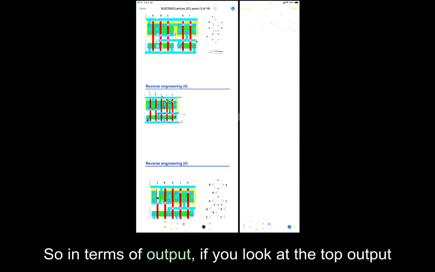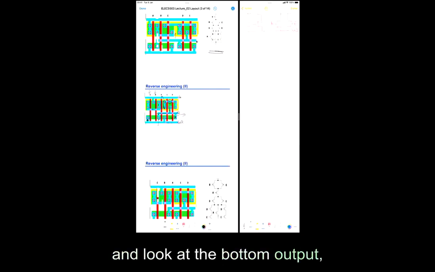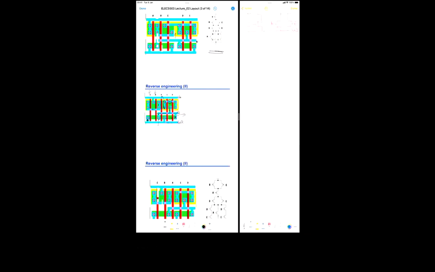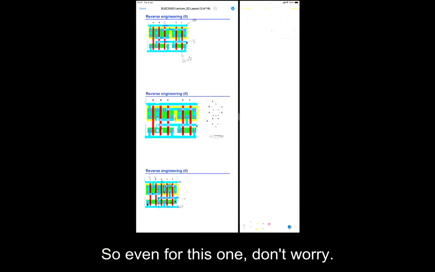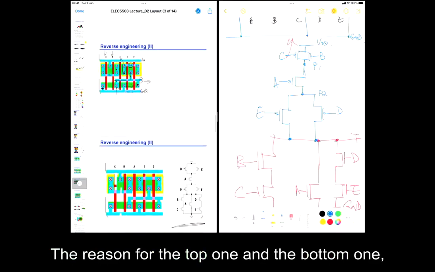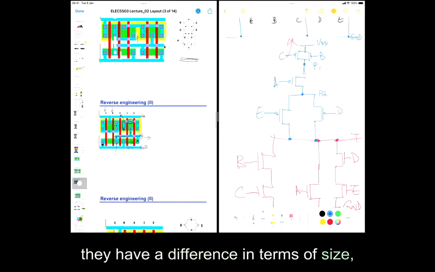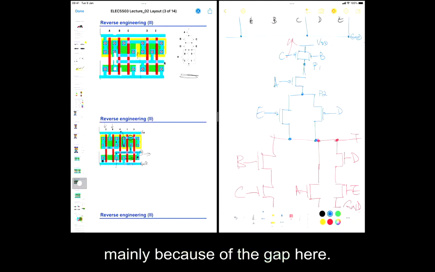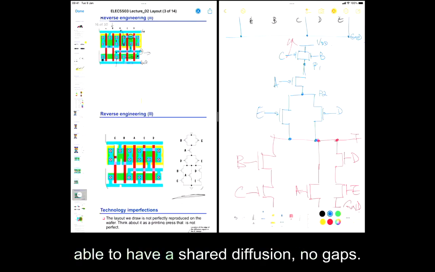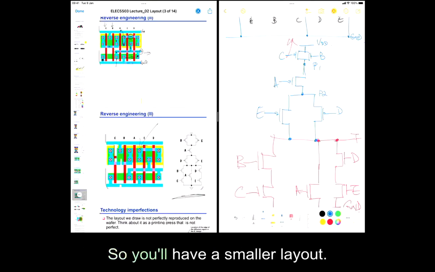So if you look at the top output and the bottom output, the scale is pretty much the same, but you will find that the bottom one is much smaller. Do you know why? The reason they have a difference in size is mainly because of the gap here. For this one, you need to leave a large gap, and you also need to draw another diffusion for the MOSFETs. Just by rearranging it, you'll be able to have a shared diffusion, no gaps, so you'll have a smaller layout.